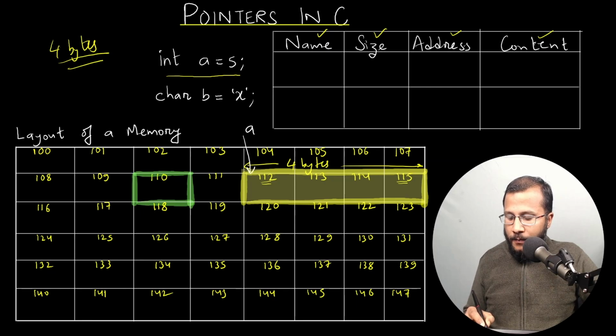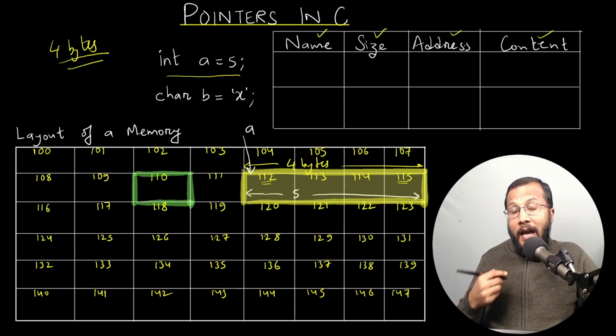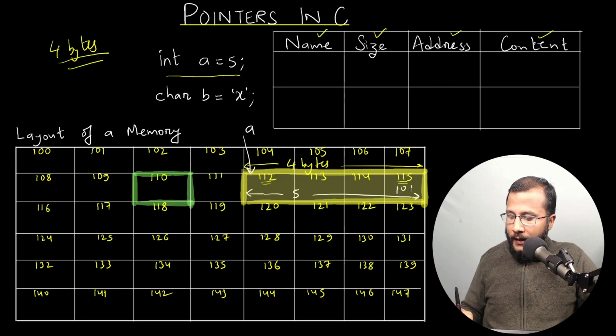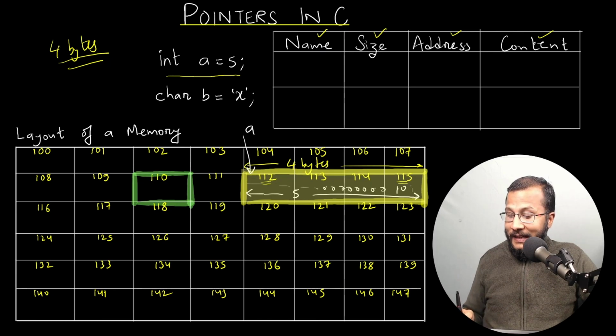Inside this box you are going to store 5. The value 5 is not stored as a decimal 5. It will be stored as binary 5, which is 101 at the end, with all zeros appended to the left. 4 bytes is 32 bits. Out of 32 bits, 3 bits are 101 at the end and 29 bits are 0. So this is how 5 is stored.